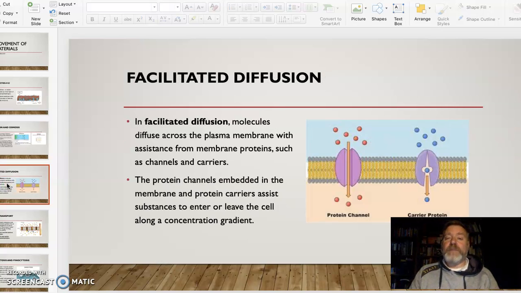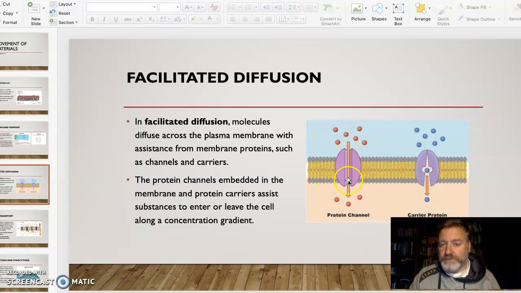Facilitated diffusion. So some things can't cross the membrane. Some things are not lipid soluble. Remember, this is a bi-phospholipid layer. It's a fat layer. Some things dissolve in fat, some things don't. Glucose is not lipid soluble, but we need lots of glucose. So the concentration gradient, lots of glucose out here, not much glucose in here, exists, but it can't cross straight through.